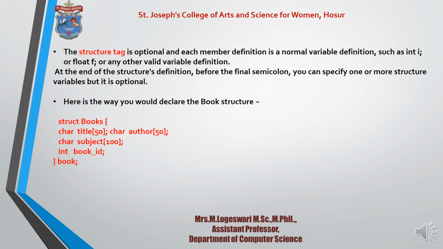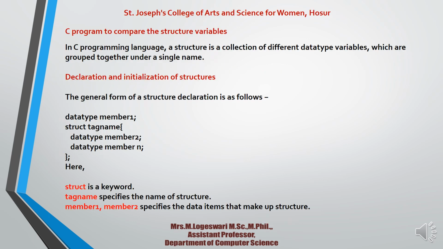Next, an example for the book structure. First you write the struct keyword. After that you give the structure name. Then when you start the structure, you give the open brace, and you have these variable definitions: title, author, subject and book ID. At the end of the structure you give the close brace, and it can declare one structure variable, book. After that you give the semicolon.